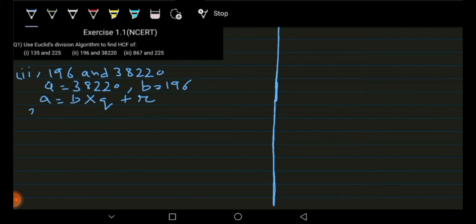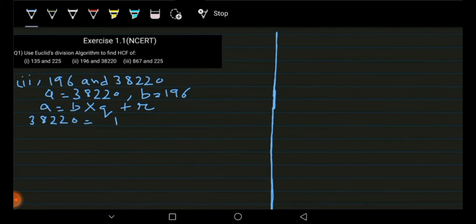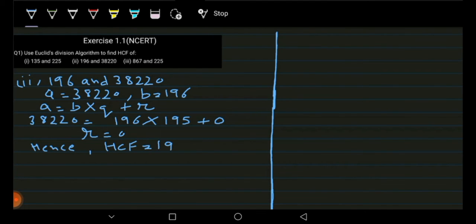A is 38220 is equal to, B is 196, so 196 into 195. It is perfectly divisible. So the remainder here will be 0. So we got R equals 0. Hence the HCF will be 196.